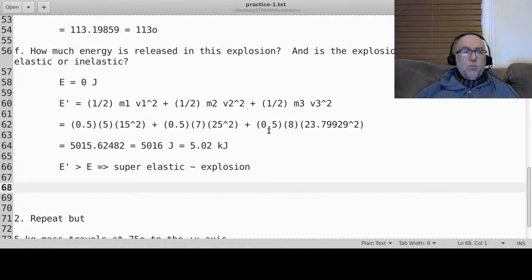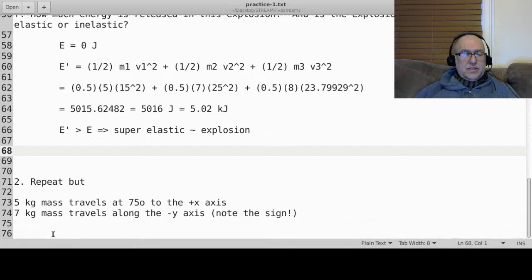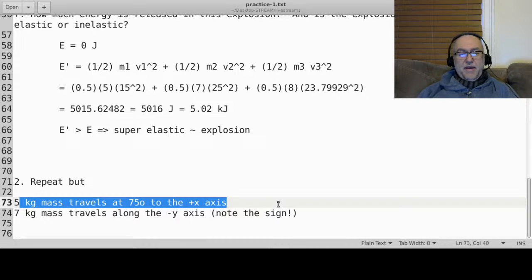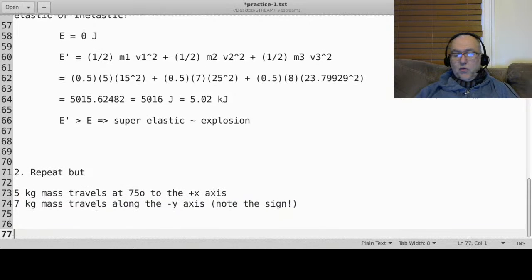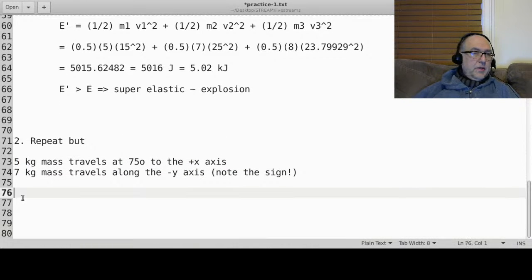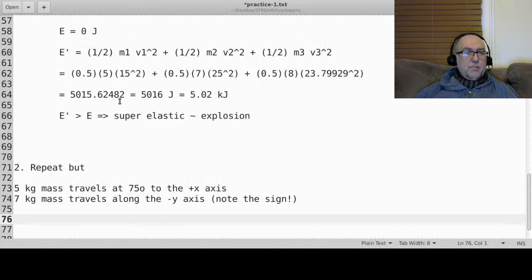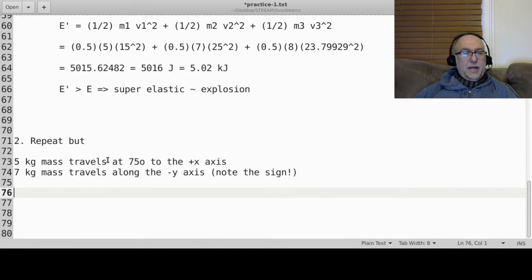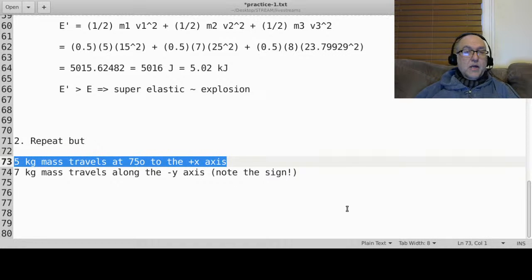Let's just do one more variation on this. So I said repeat, but this time I'm going to have the 5 kilogram traveling at 75 degrees. And I don't even know if we have to repeat the entire problem. The reason I wanted to do that is because I didn't want to just have things going directly along the x and y axis. I do expect you to be able to resolve vectors, and so that's why I did this one here.